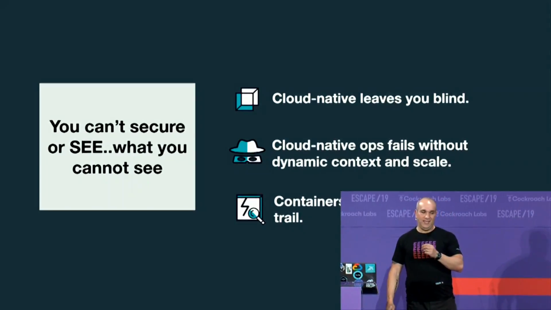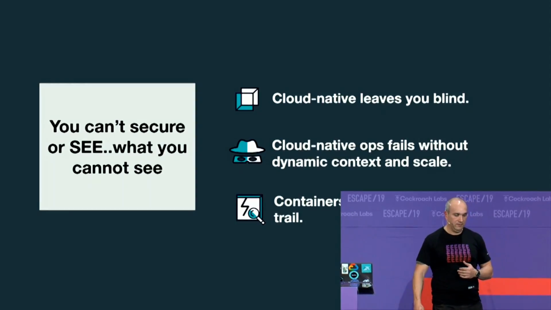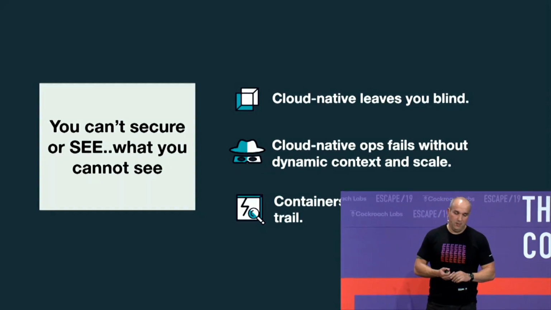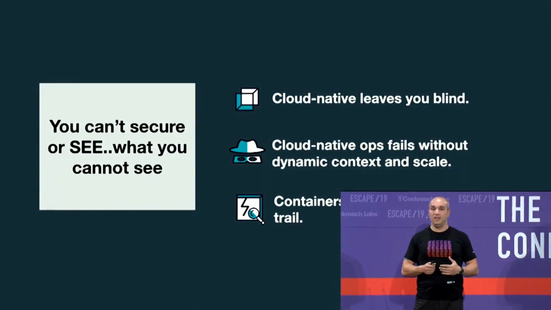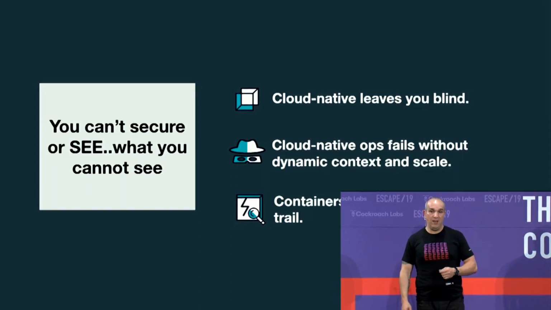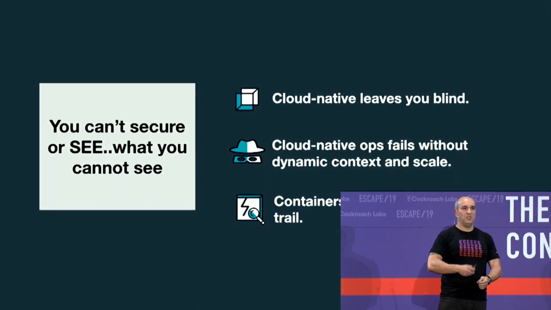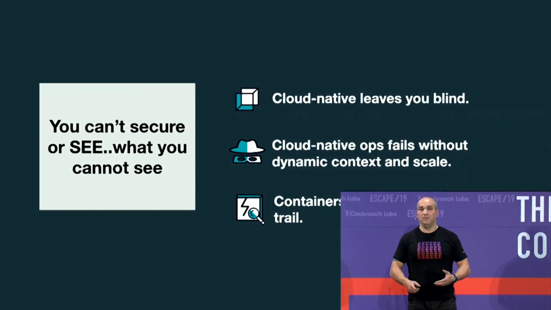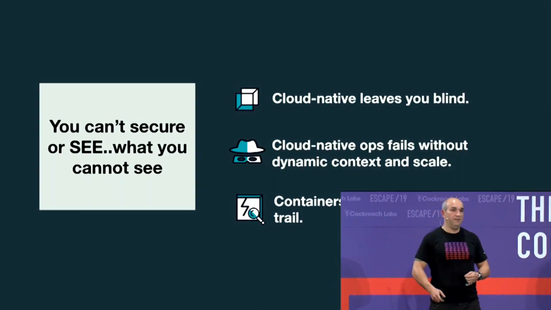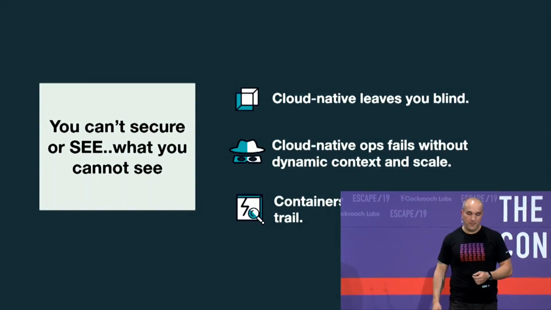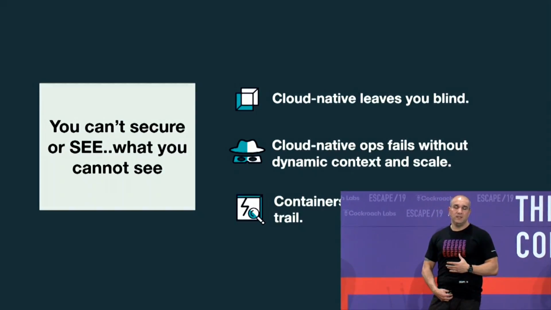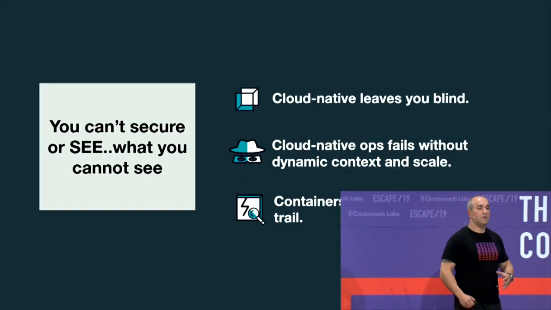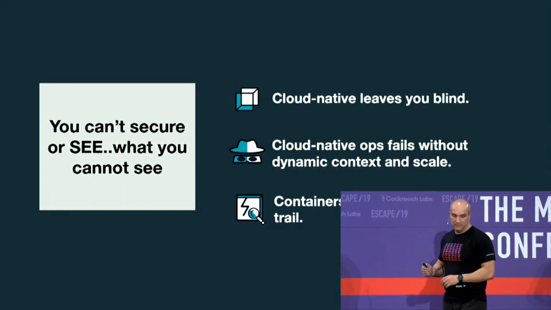This is the problem statement, right? You cannot secure what you cannot see. That means cloud native paradigms really leave you blind. Ops really fails without dynamic context and scale. So understanding, hey, I put this application here. It's not just a host with my legacy app on it. I'm surfacing metrics, or trying to figure out who's going into this environment. And also, they're ephemeral, right? Containers and services might go up or down, so you don't have that paper trail. You don't really have an event stream to help you there.